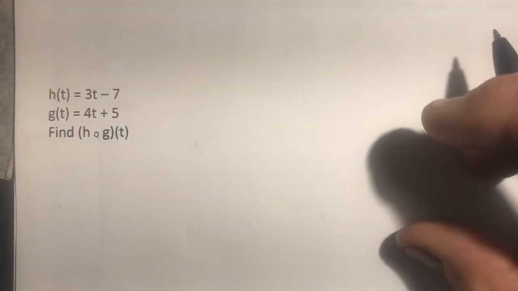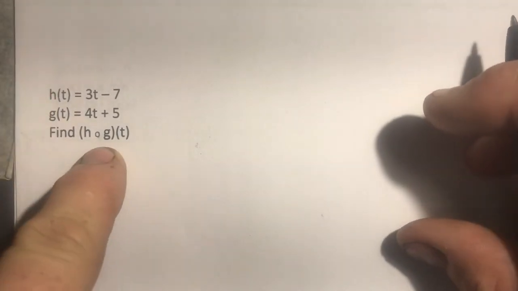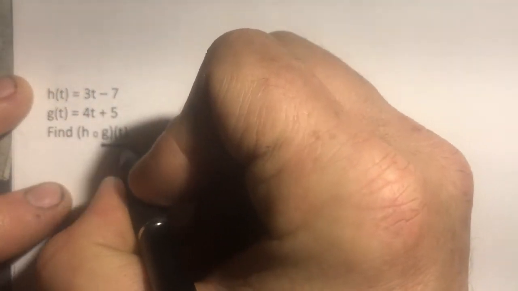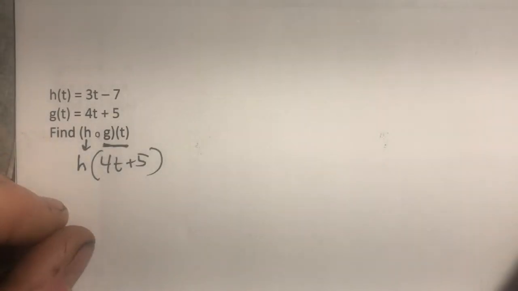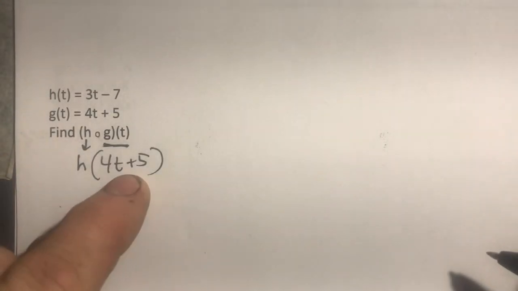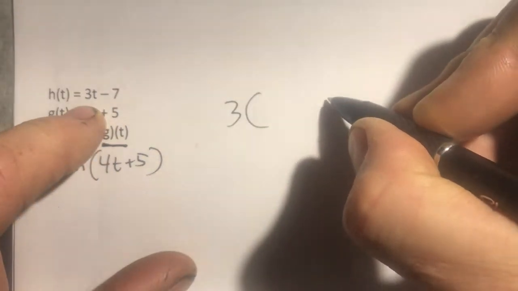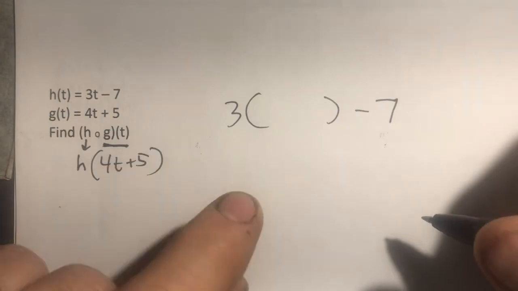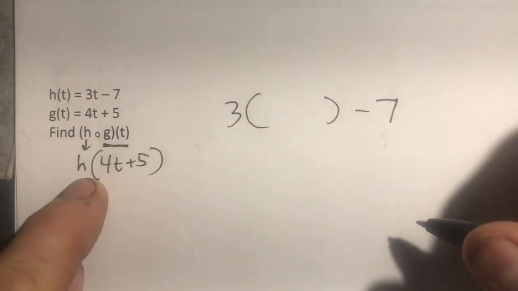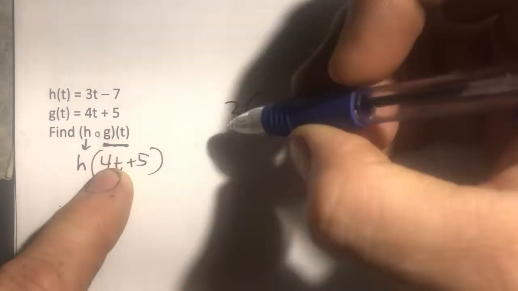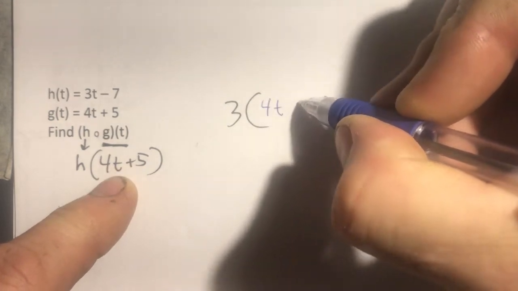h of t and g. We're doing h of g of t. This is a composition, so I got to do g of t, which is right here, and I got to do h of that, which means I got to put this in the h function. So here's my h function right here, 3t minus 7. See, there's my h function. I got to do h of this. I got to put that in for t of the other function.